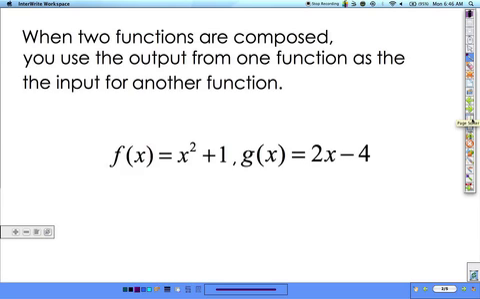So when we compose functions, you use the output from one function as the input for another function. The easiest way to understand it, well, first off, we have two functions here. We have f of x is equal to x squared plus 1, and g of x is equal to 2x minus 4, two completely separate functions.